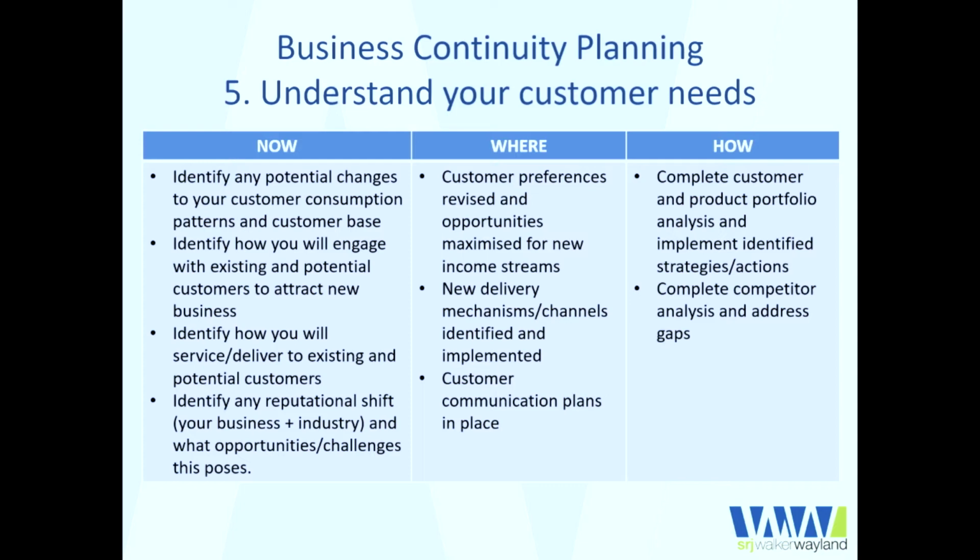So what you want to have identified is where your customer preferences are revised, any opportunities are maximised for new income streams. You need to make sure that you've shored up existing and identified new delivery mechanisms and channels, and that your customer communication plans are in place. How do you do that?